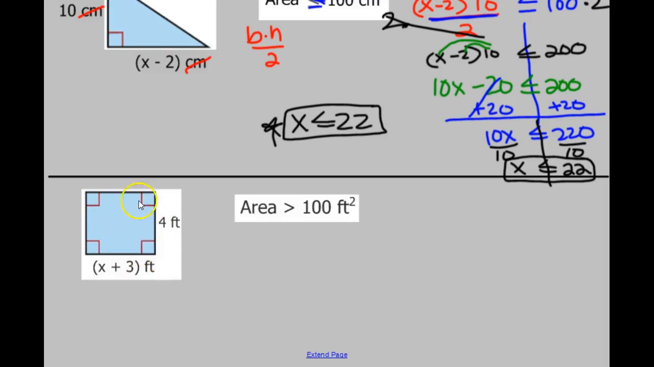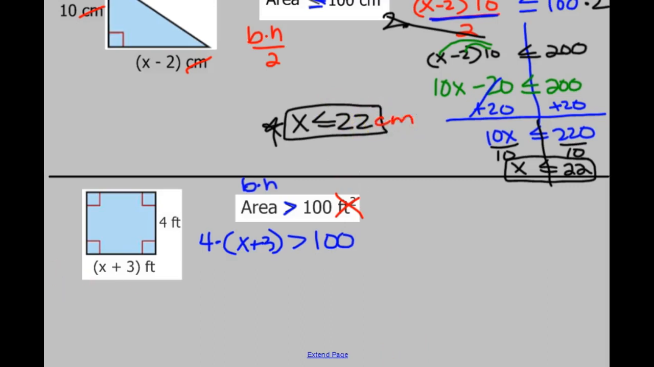We're going to do the same thing down here. This time the area of the square has to be greater than 100 feet. Well, area of a square is just base times height. So the base is x plus 3 times our height. I'm going to put the height on this side. It doesn't matter if the height is in front or behind the parentheses. Don't need units on when I solve, but I do need it on the end. I could put back up here centimeters if I wanted to.